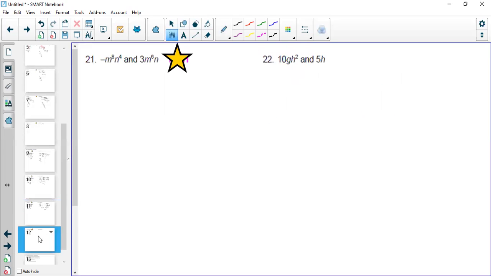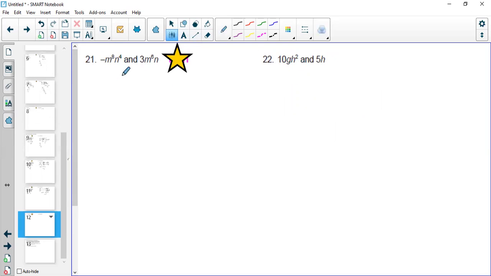Right, let's go to the next question. We are nearing the end of it. So here you know that there is a coefficient of a negative 1, right? This is 3n to the power of 6 and n. So this means it's a negative 1 definitely, but then m will be multiplied 8 times. It's quite a long one. 4, 5, 6, 7, 8. And then n 4 times, right?